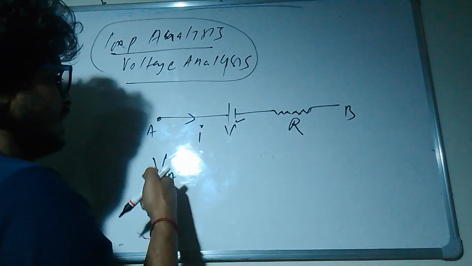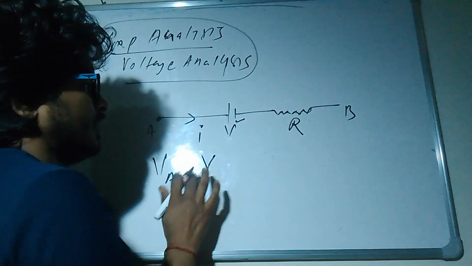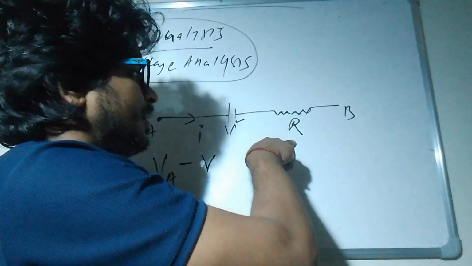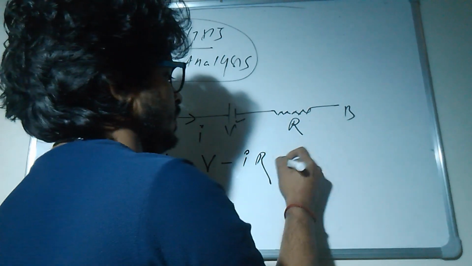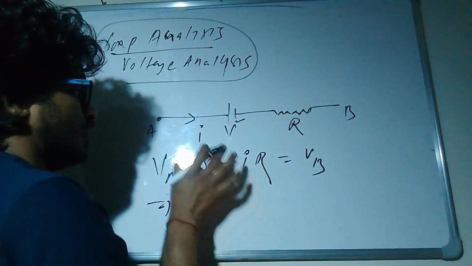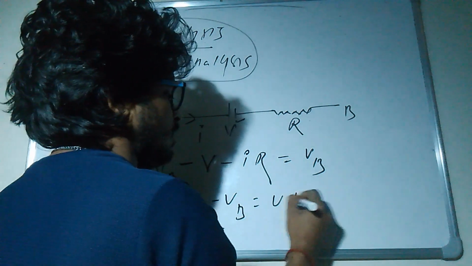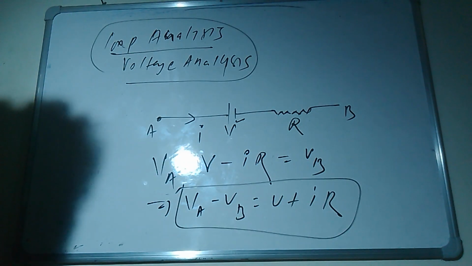So see here, VA, and this is minus, and this second terminal. So VA minus of B. Here, in the direction of current flowing, potential will reduce. So I am writing it as minus of I into R, and this is equal to VB. When I apply this, you can take the potential difference between A and B. So VA minus VB equals V plus IR.